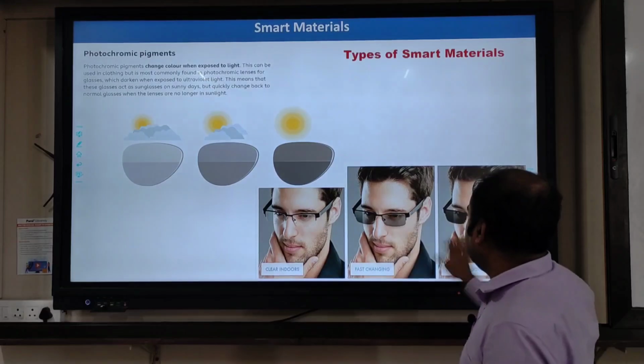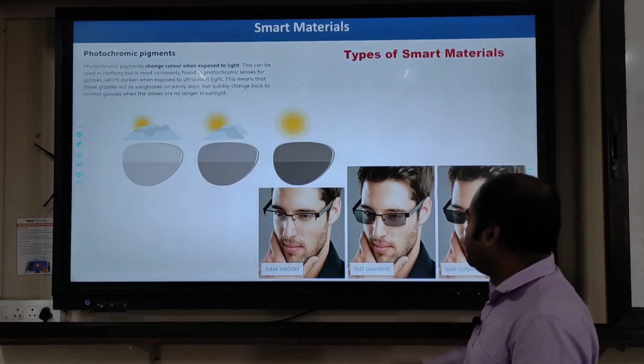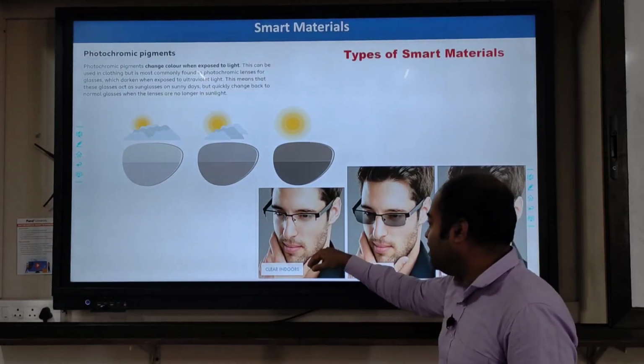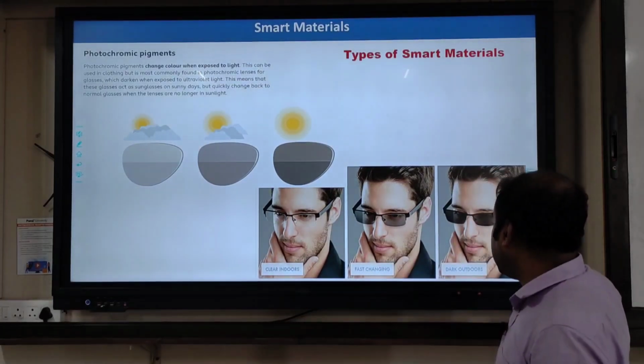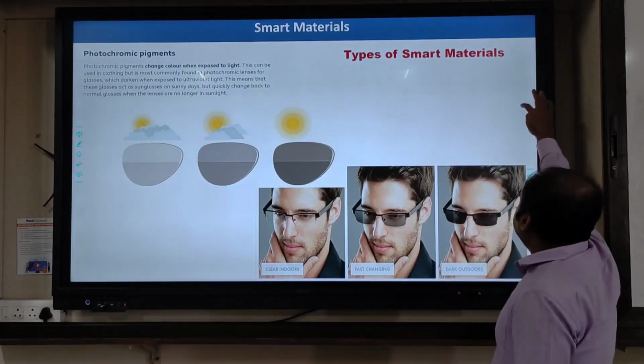So this is an advertisement. Indoors, when the light intensity is less, it is transparent, but outdoors, when the light intensity is high, it becomes dark.